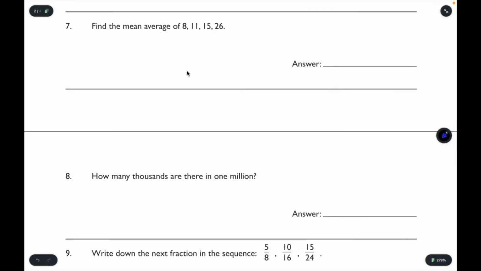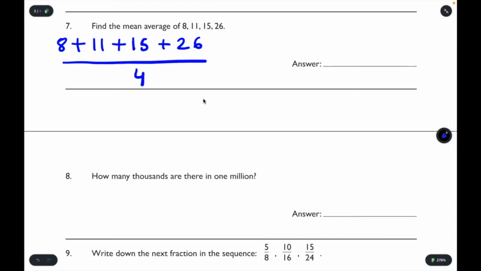Next question is telling us to find the mean average of 8, 11, 15, and 26. Finding the mean average means that we're adding all of the numbers together, so finding the total of the numbers, and then dividing by the number of numbers. So we need to do 8, add 11, add 15, add 26. The total of all of those numbers divided by 4, which is the number of numbers we have.